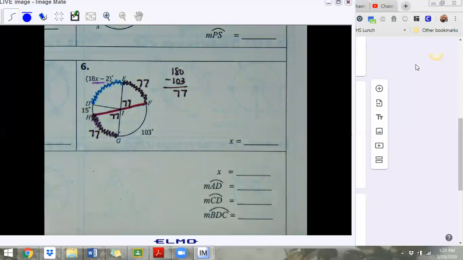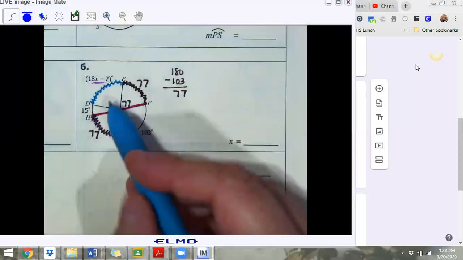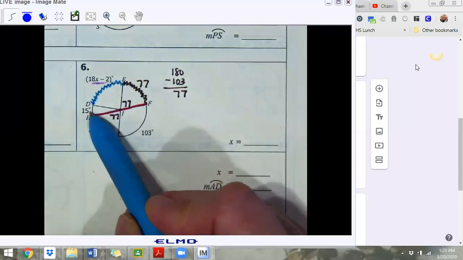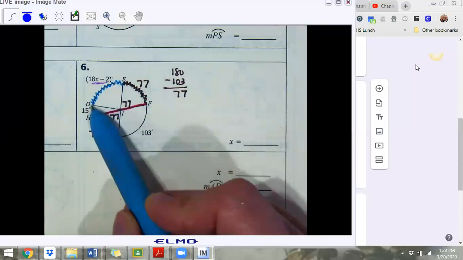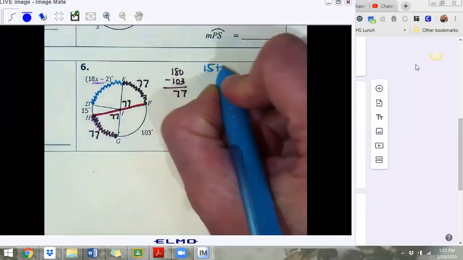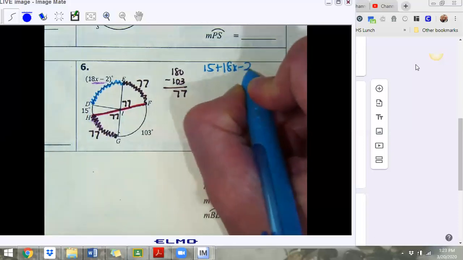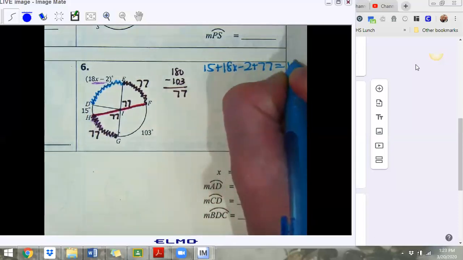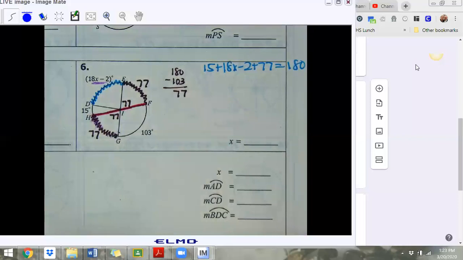Okay, so I see 15 plus 18 minus x plus 77. Yep, I agree with that one. So Faith said that you could add all of these up and set them equal to 180. All right. So that's one equation. Let's go back to Ellie's.